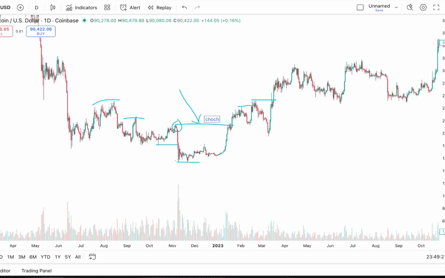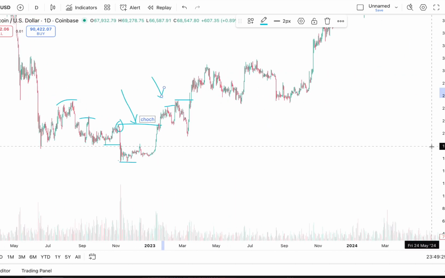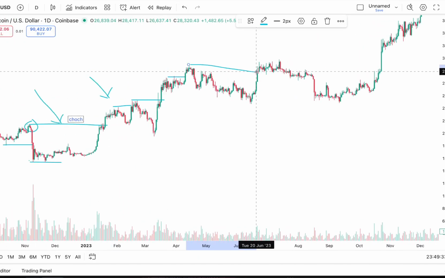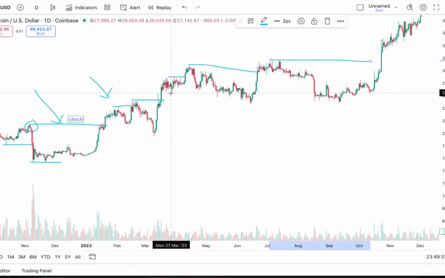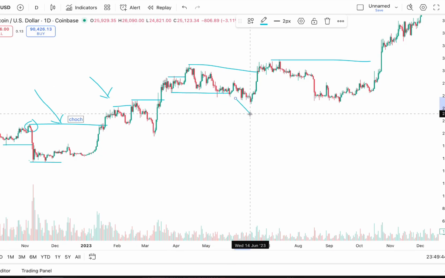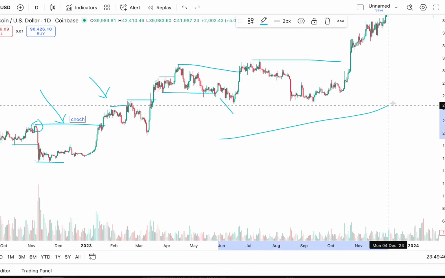So price makes a chock here, and then a higher high is made, and then from that point onwards, price started trending up, making higher highs continuously. Okay, there was some deviation here and it made a chock, but price only came down a little bit, and then the continuation continued.